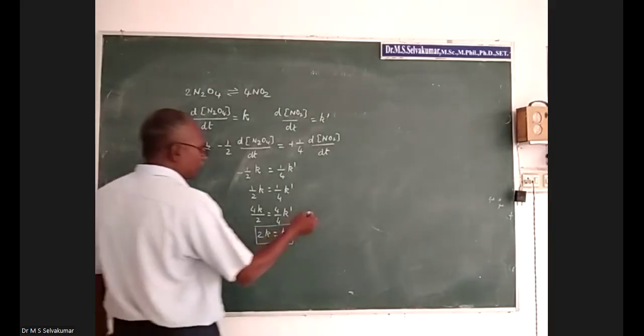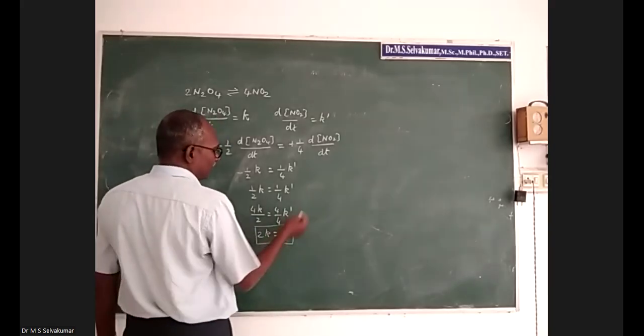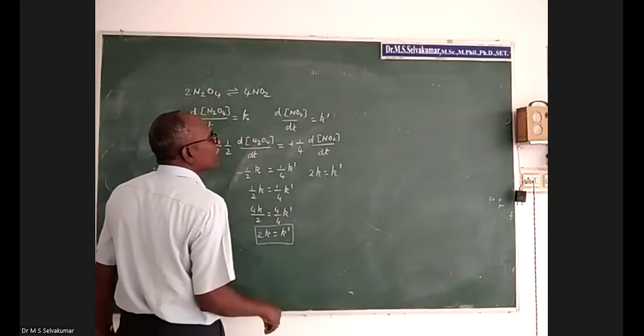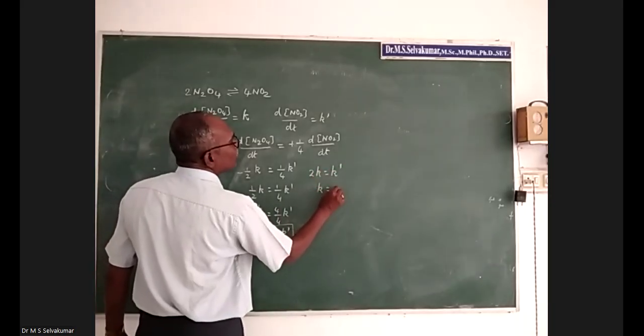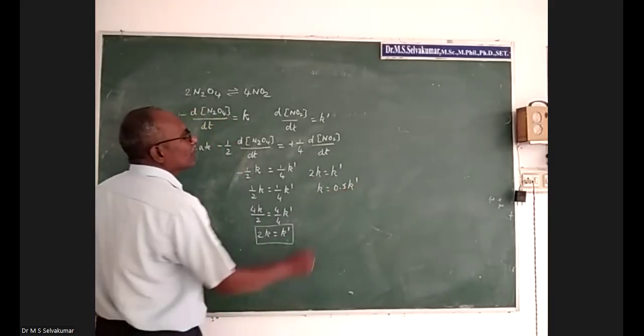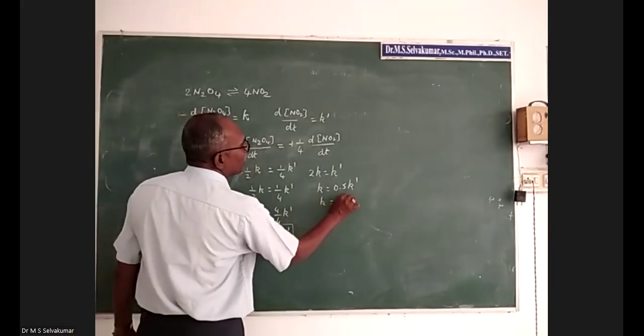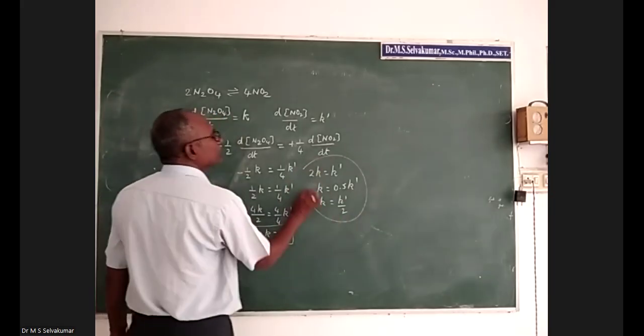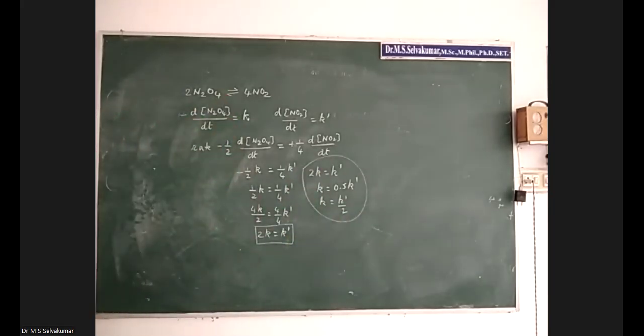Sometimes the options may be given like this also. Say for example, answer can be K is equal to 0.5 K dash. This is also a correct answer. Or K is equal to K dash by 2 is also a correct answer. So the answer can be given any way. But if you write down the systematic procedure, if you write the rate expression and do the calculation, then you can do well.